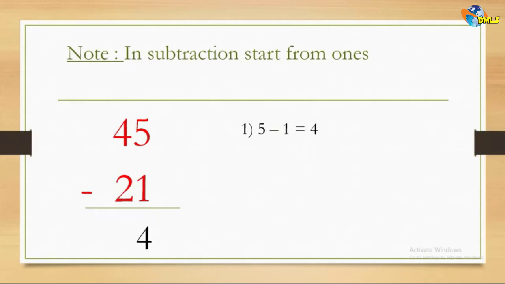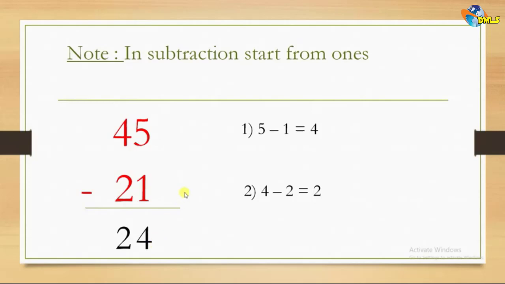Second step, subtract tens with tens, so I subtract 2 from 4. This is the second step. Subtract 2 from 4 and the result is 2. So the tens digit of course is 2. So 45 minus 21 equals 24. So the remainder with me is 24 pounds.